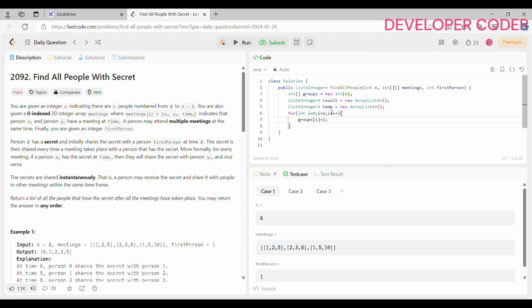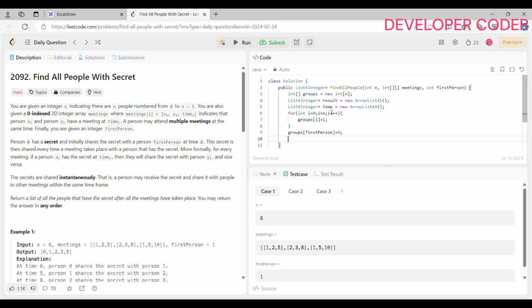Now after that I know that person 0 is going to share his secret with the first person. I know this one, so let's place them in one single group. Wherever my first person is available, let's place them in the same group as 0. So I can write it like this, right? Groups of first person is equal to 0. The first person is considered to be in the group of 0, because 0 shared his secret with the first person. Okay, so this is done. Also I have told you that I am going to sort the meetings based on their time.